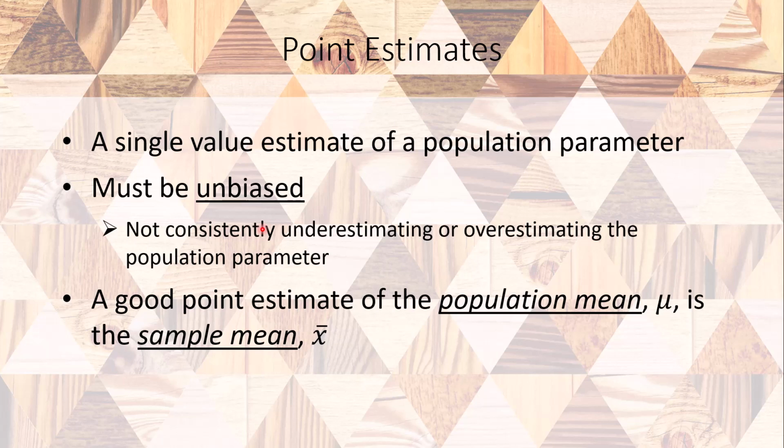The other criterion is that it must be efficient. Well, what the heck does that mean? That means that as the sample size increases, the variance or the standard deviation of your estimator should go down to 0. In other words, if you increase the sample size enough, it should asymptotically approach the actual population parameter, the population mean. And as you might guess, a good point estimate for the population mean is the sample mean.